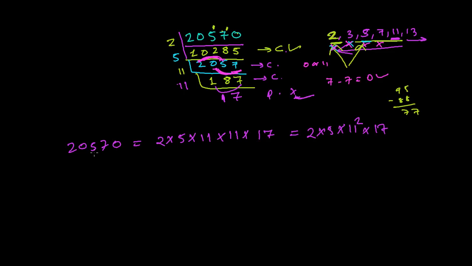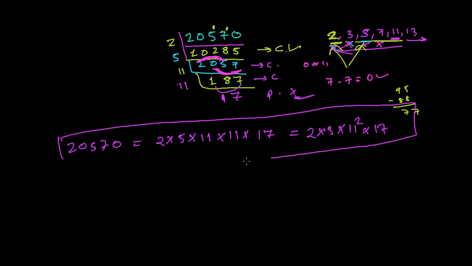times 17. So this is the prime factorization of 20570. I hope you understand this. And there is a tree method also. If you want, you can do it by the tree method also. But you know, this will take a very big place in your copy. I mean, it will occupy more space in your notebook. So it is not always suggested.